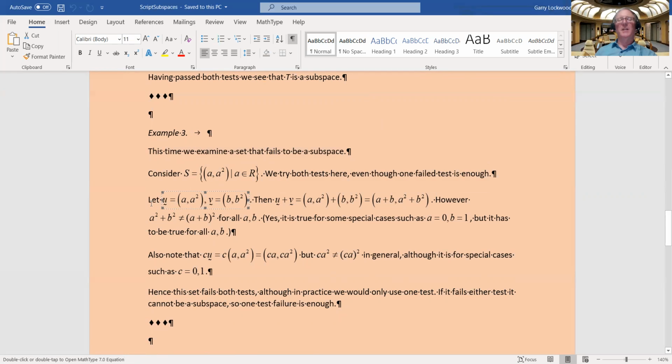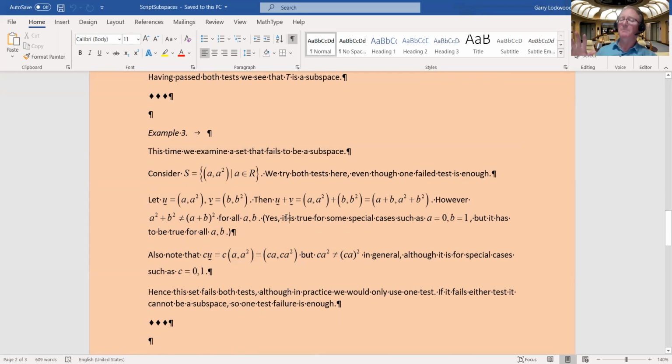So we'll start off by testing the addition law. Let U be (A, A squared), V be (B, B squared). Okay, U plus V is this plus this, and that is (A plus B, A squared plus B squared). But A squared plus B squared is not equal to (A plus B) squared, not for all A and B. You could find some special cases such as A equals 0, B equals 1, for which it would be true, but it's got to be true for all A and B, and that is not true for all A and B. So it fails that test and it cannot be a subspace.